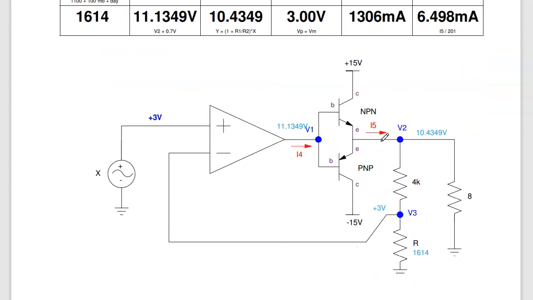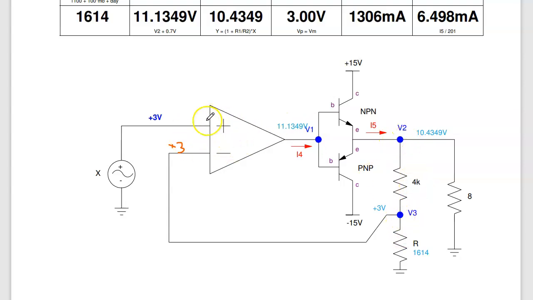Problem 5. This is a push-pull amplifier. If the input is 3 volts, find the voltages and currents. The first thing I know is V plus equals V minus, so this has to be 3 volts. So V3 is 3 volts. Well, by voltage division, V3 is R over R plus 4K times V2. So V2 is 1 plus the ratio times V3.